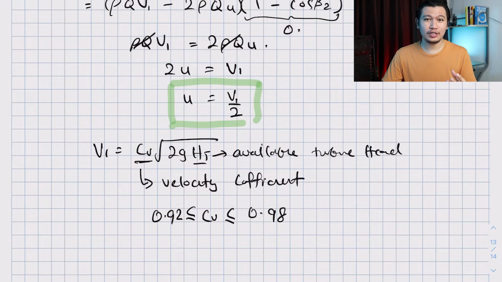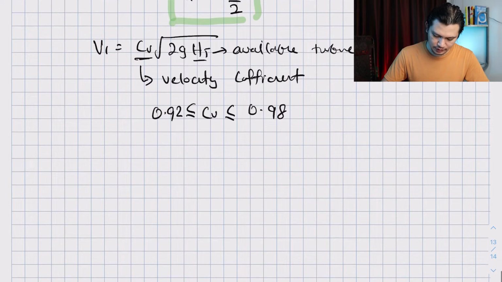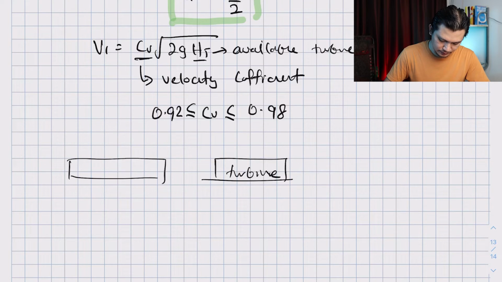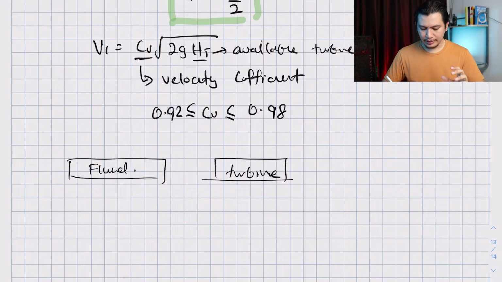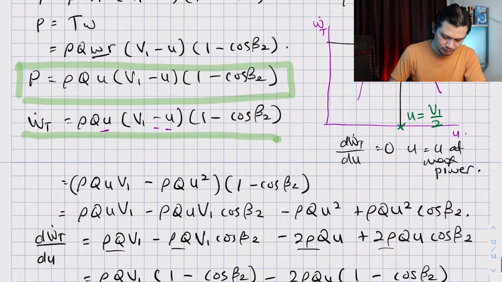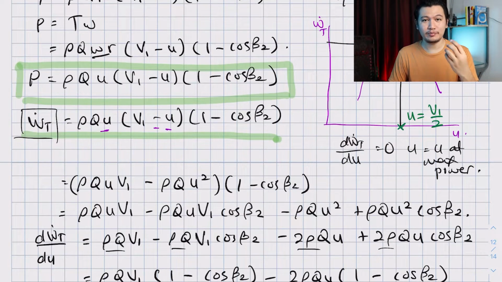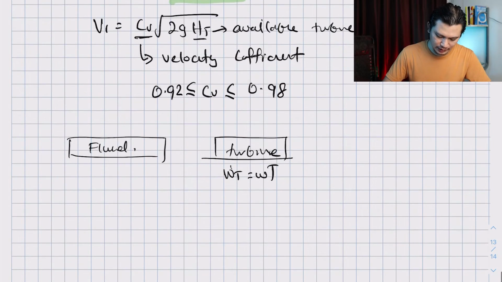Don't worry if you are not sure how to use this equation yet, because after this we're going to do a tutorial. Now that we have the turbine power, if I draw this again, this is the turbine and this is the fluid. At the turbine, the power is W dot T, and this is equal to omega T from just now. So this is your final term for turbine power. And at the fluid, you will have W dot F, and W dot F is equal to rho G Q HT.